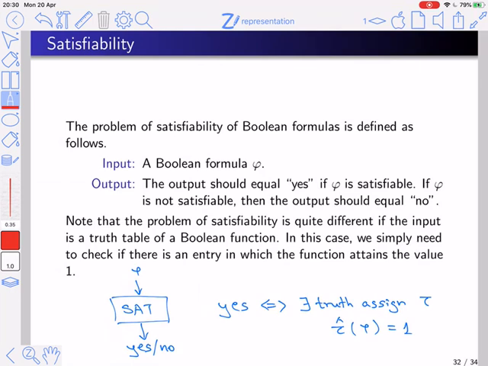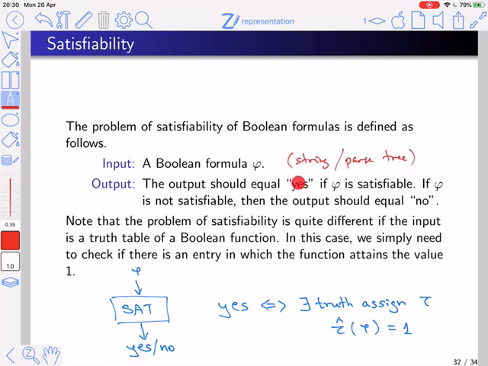Okay. Before we complete this chapter, I want to discuss the problem of determining whether a Boolean formula is satisfiable or not. Okay, so the problem of satisfiability of Boolean formulas is defined as follows. The input is a Boolean formula phi. In fact, it is the parse tree of phi, or a string, whatever you prefer, it doesn't matter.